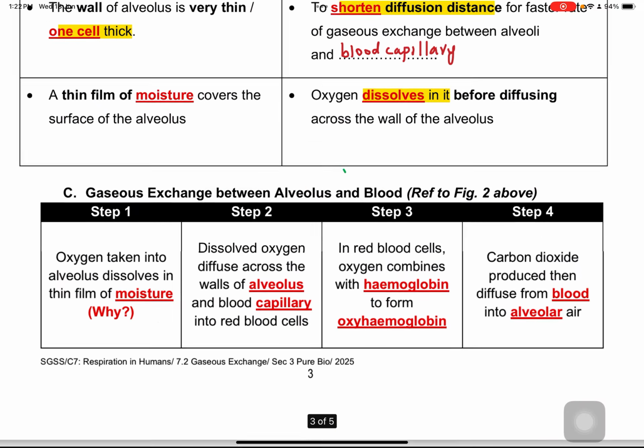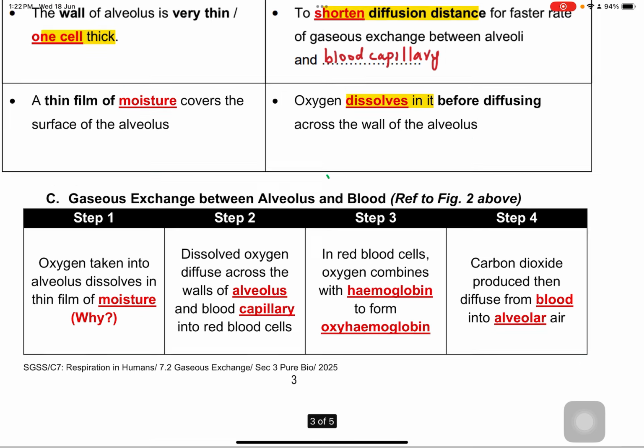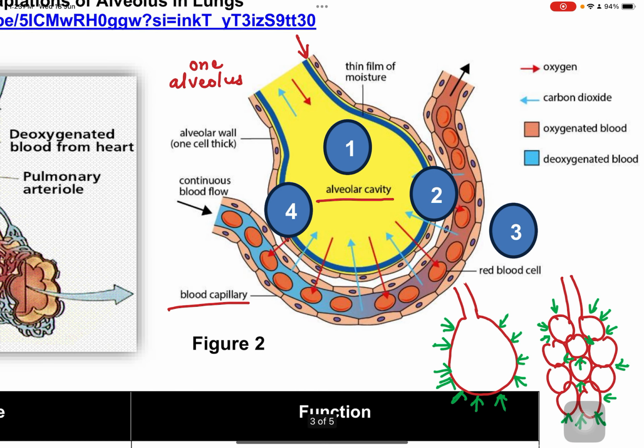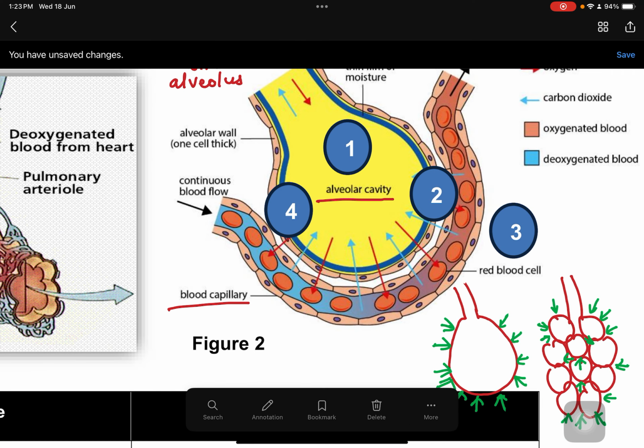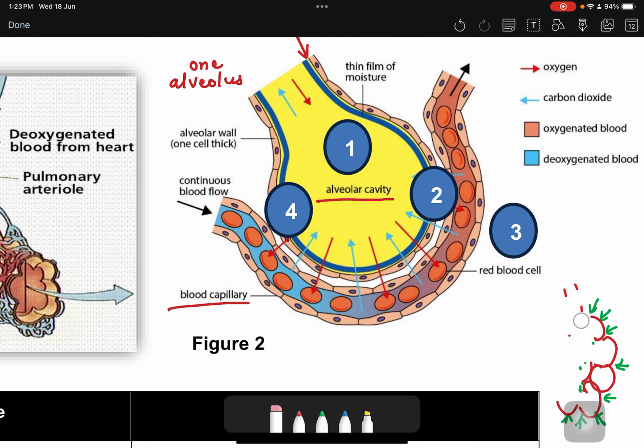Alright, so the last part is how gaseous exchange happens between the alveolus and blood, and I've broken it down into 4 steps with reference to figure 2 above over here. So let me run through briefly first using the diagram before I show you in text the 4 different steps. To help me out, I would need a little bit more space over here, so let me just remove the drawing.